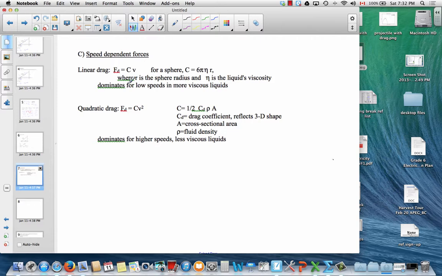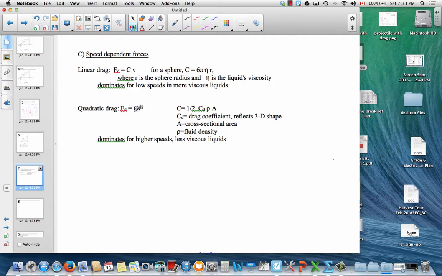That tends to be the case when you're not moving that quickly and you're moving in a thicker liquid, so a ball traveling in oil, or a very, very slow object moving through the air. If you tend to be going faster and through a less viscous liquid, like say a car traveling through the air, drag force tends to be quadratic in speed.